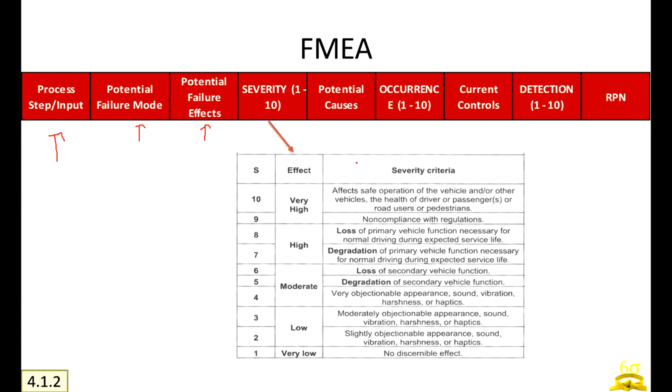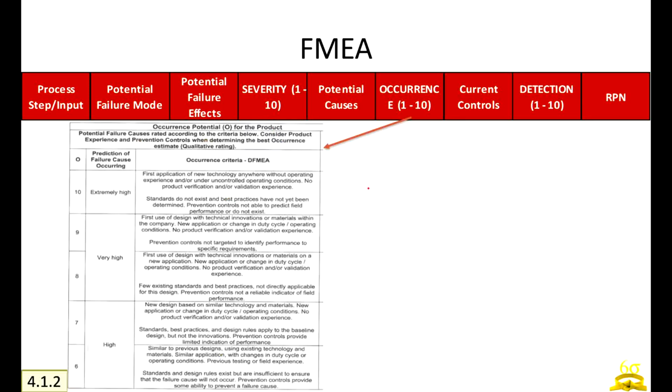Then severity. Though this is given in terms of an automotive environment, if we relate it to a process area, if the operation stops or the customer requirements are not fulfilled, then the severity has to be very high, right? And similarly, the severity goes slowly down with the rating. The severity rating ranges from 1 to 10, and based on the requirements we assign a severity number to it. Next is potential causes.